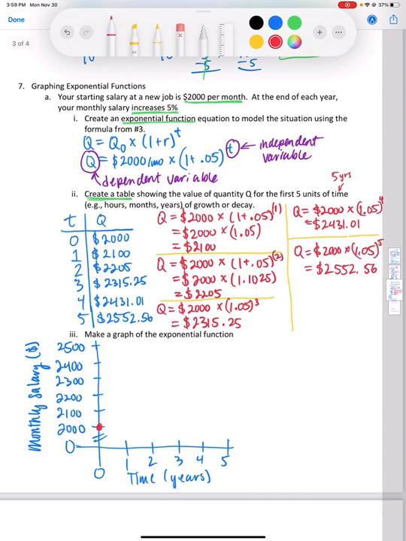And our next value at year 1 is 2,100. So we can go exactly up here. Year 2 is 2,205, so we can go exactly just a little bit above 2,200. And 2,315 for year 3. Year 4 is 2,431. And then 2,551. So right there.